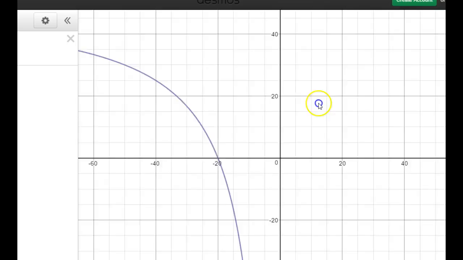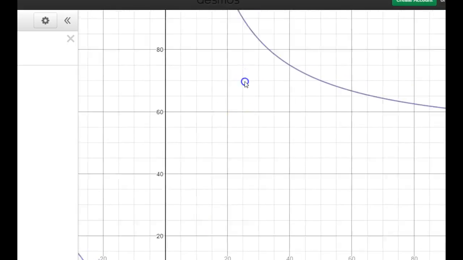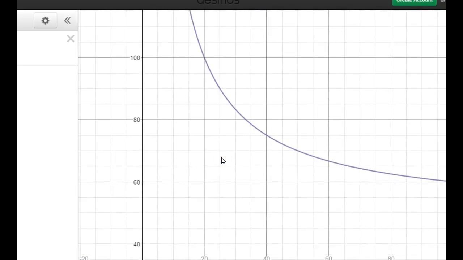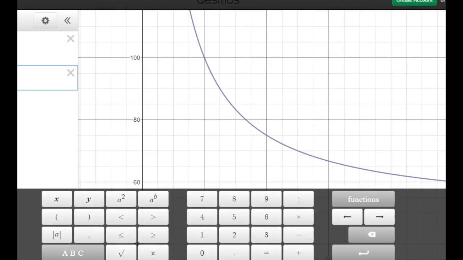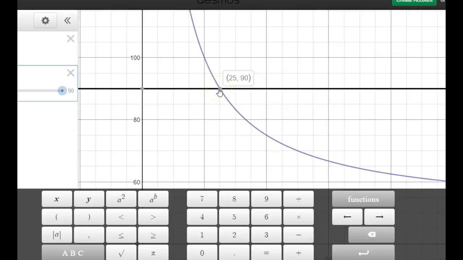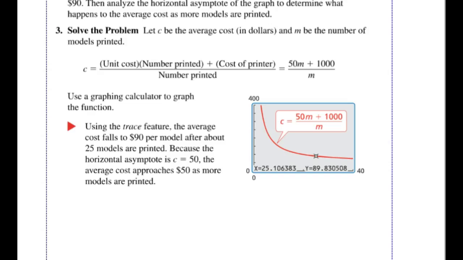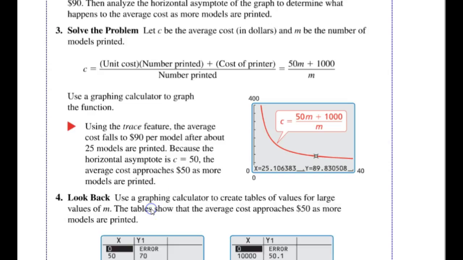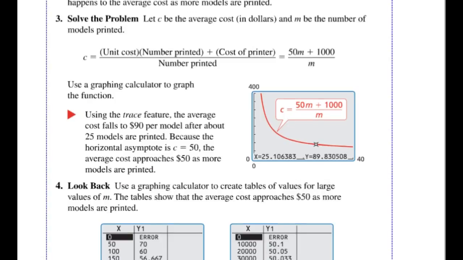Okay, so again, I have this negative part of my graph, but I don't care about it because it doesn't actually matter because I can't have negative things. And I wanted to figure out when y equals 90. So then I can just plug that in and I see that when x is 25, my y is 90. So that tells me once I've made 25 things, my average cost will be $90. So then from there I can continue to look at my model and see what happens.